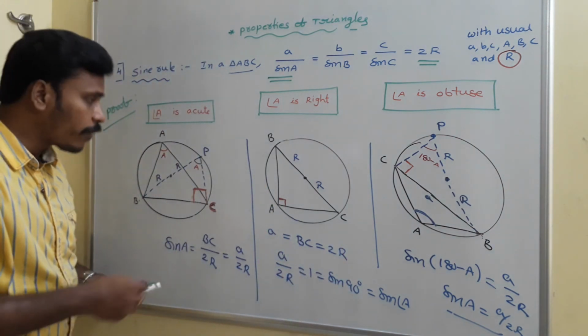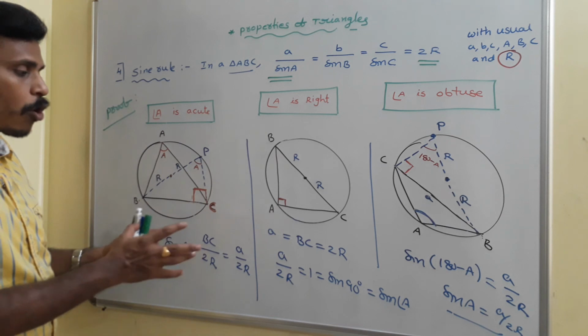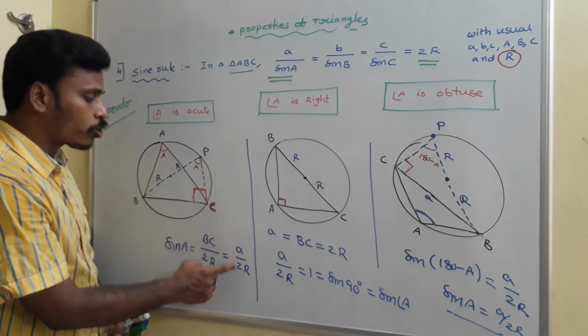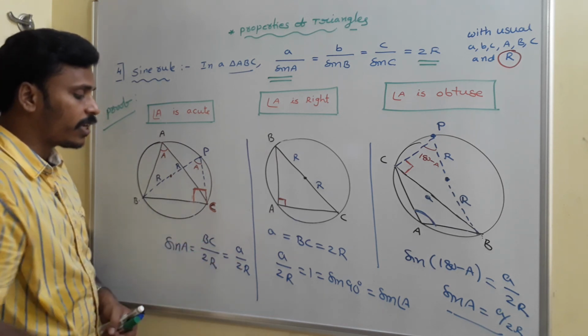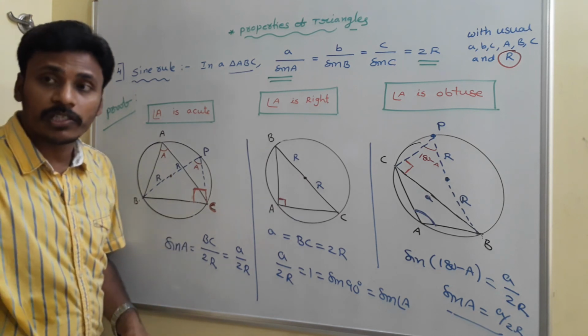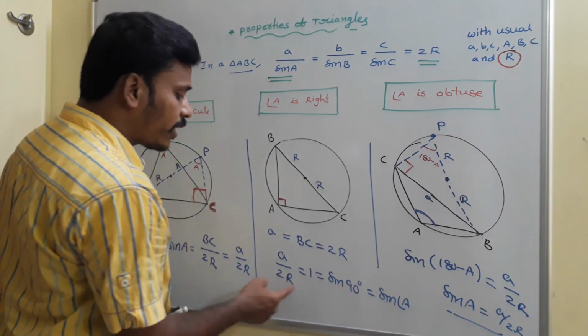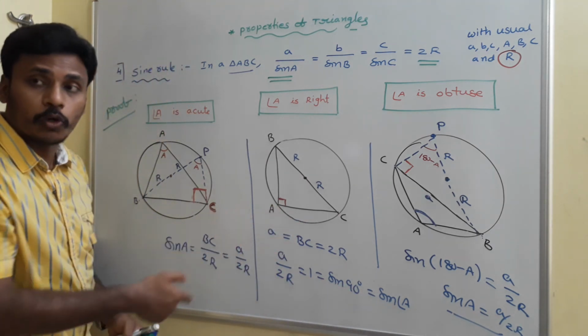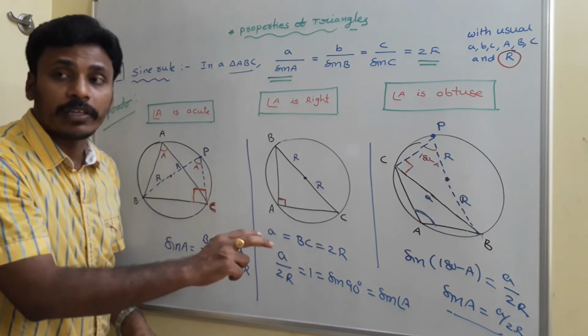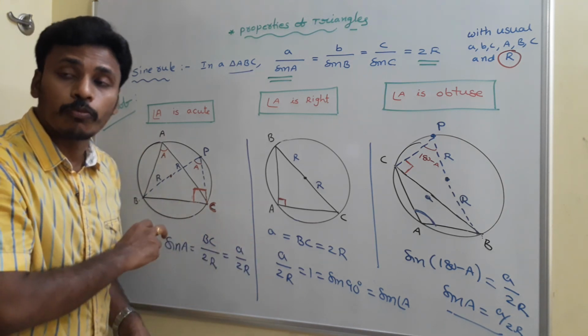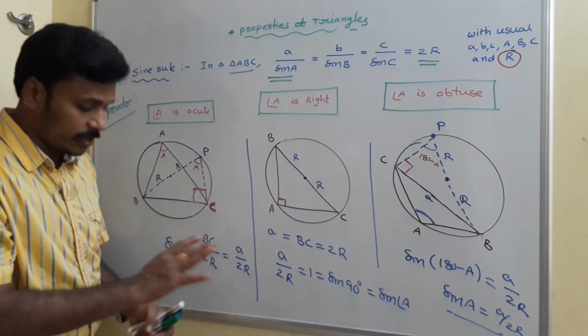And at the end, if you generalize, for the space concern I am not writing here, okay? Sin A is equal to a by 2r, in the sense, if you send that sin A that side, a by sin A is 2r, is it right? So I proved it for A. Similarly, we have a chance to prove for B and C also, just like this.